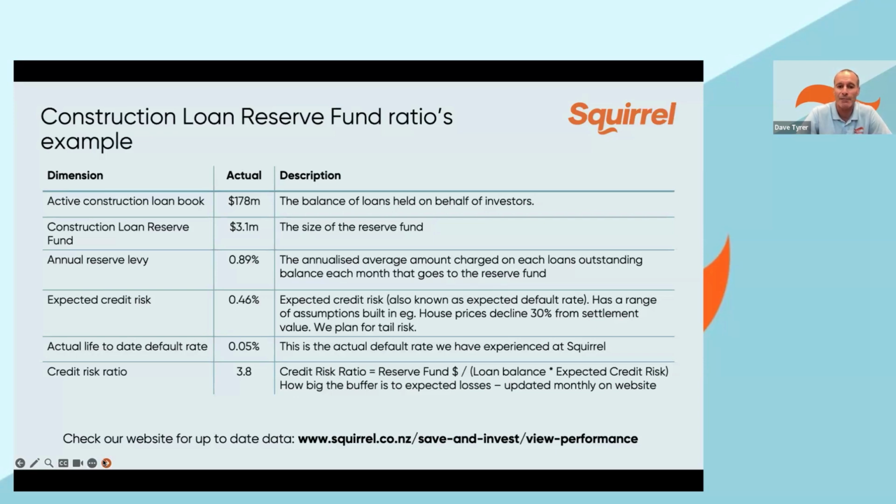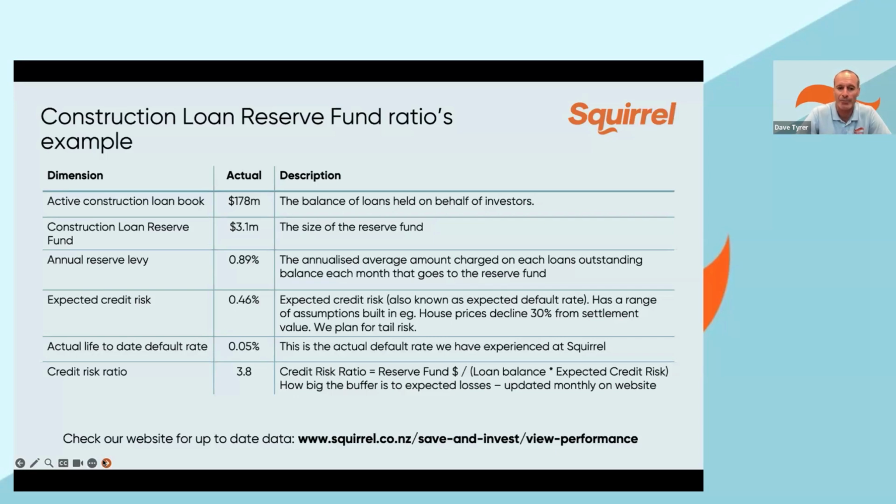Our life-to-date default rate, so this is the default rate that we've actually experienced, is 0.05%. So that's 5 loans in every 10,000 that we write going bad. That's what we've experienced when you work it through back to a percentage level. And that's 3 loans. So life to date, we've had 3 loans default with a loss.